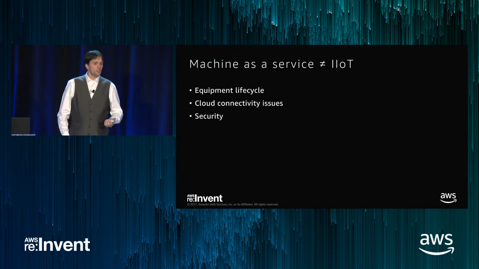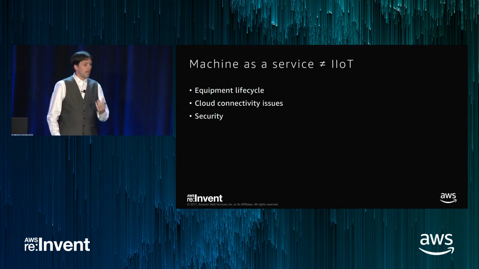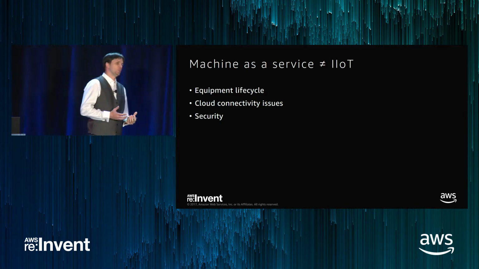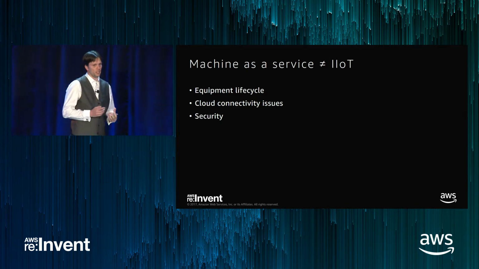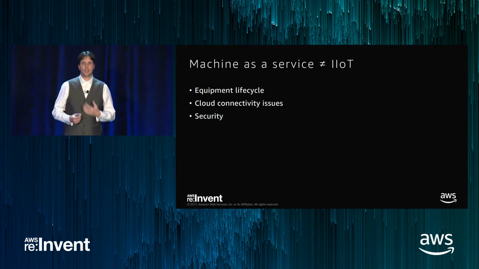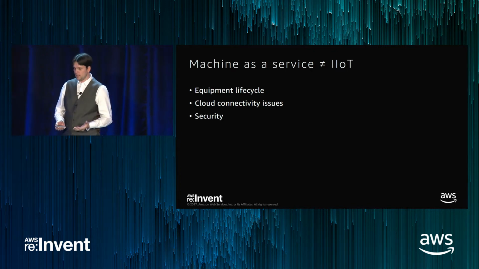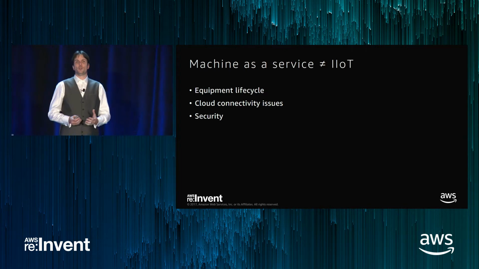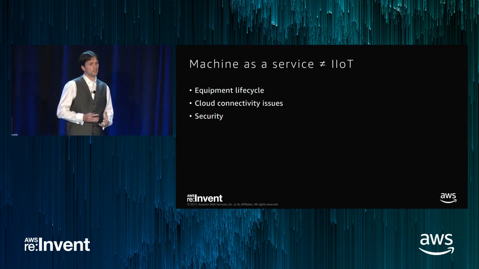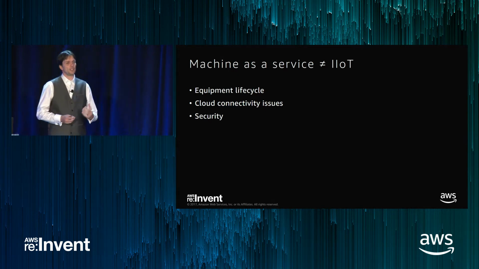So machine as a service for us, how we've defined that, it's not industrial Internet of Things. There are differences. Looking at equipment life cycles, I've been in the industry about 20 years. I've worked with machines that are older than me, and I know that they're still in operation. So if we look at the life cycle of a machine, we need to support that 20, 30 years from now as well.